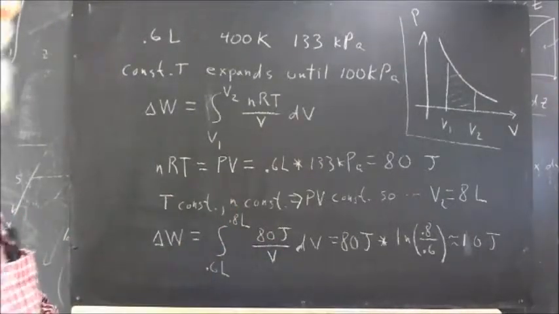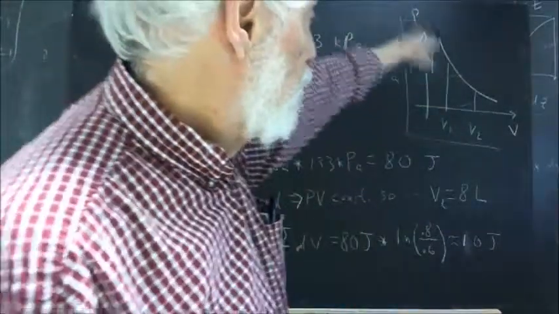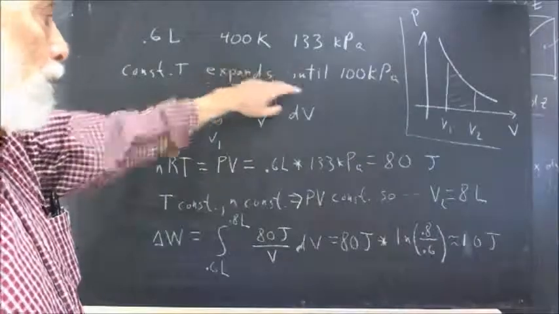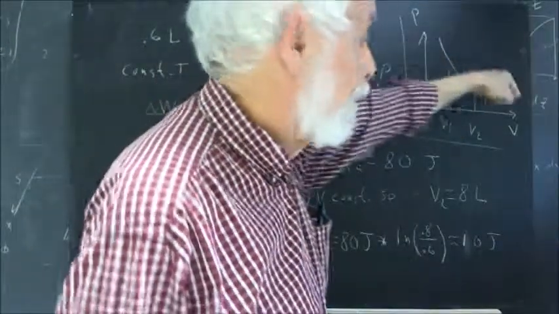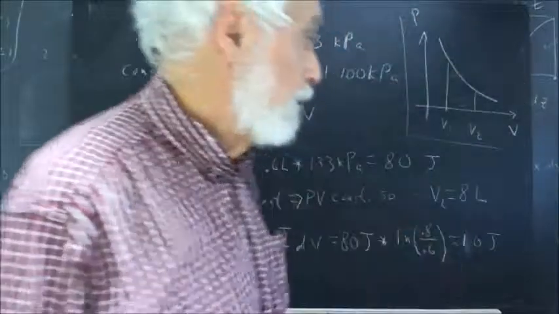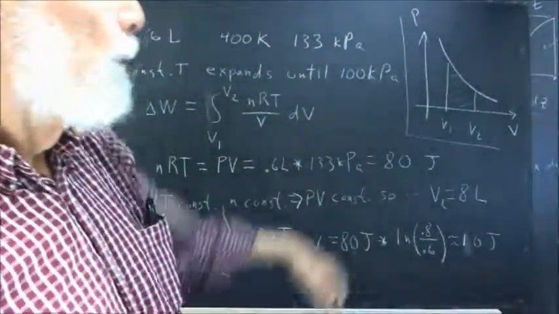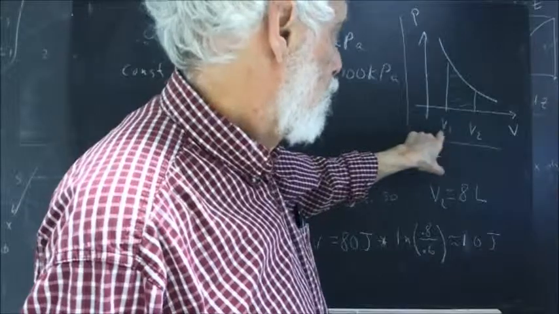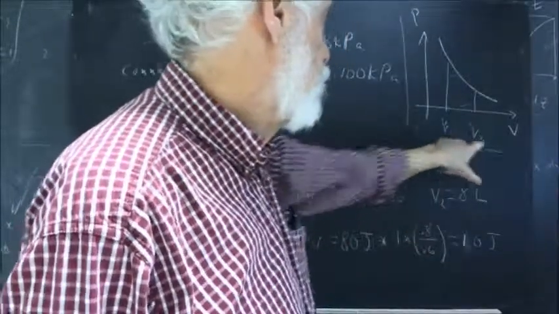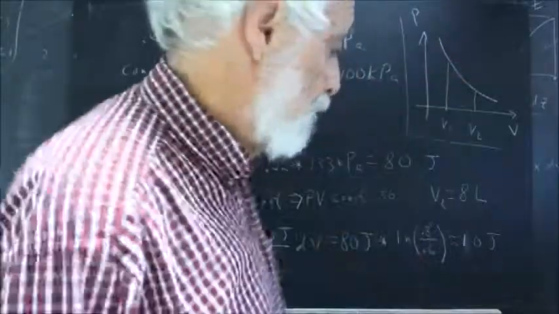Now I'll also mention that this can be visualized as a curve on a PV diagram. nRT over V is going to be a 1 over V curve, a reciprocal curve, which you should be perfectly aware has this general shape. And we're integrating between V1 and V2. In this case, that integral, the area under that curve, comes out to be 10 joules.